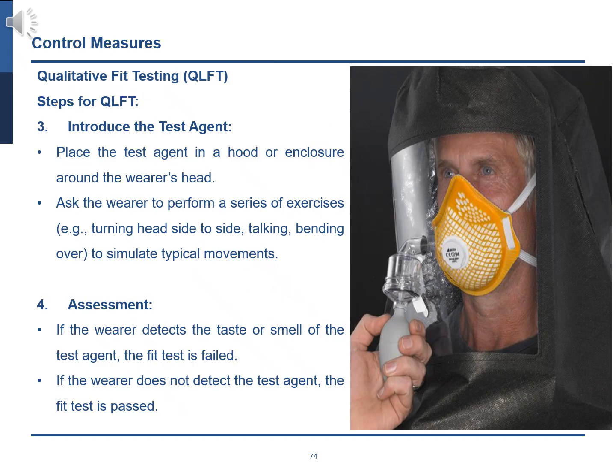3. Introduce the test agent. Place the test agent in a hood or enclosure around the wearer's head. Ask the wearer to perform a series of exercises, e.g., turning head side to side, talking, bending over, to simulate typical movements. 4. Assessment. If the wearer detects the taste or smell of the test agent, the fit test is failed. If the wearer does not detect the test agent, the fit test is passed.